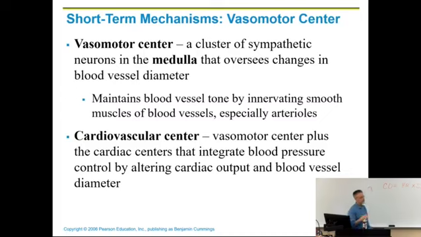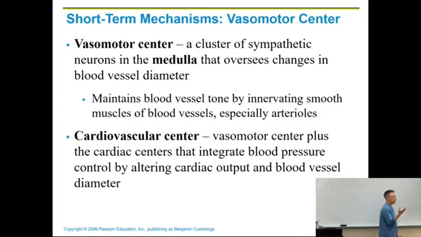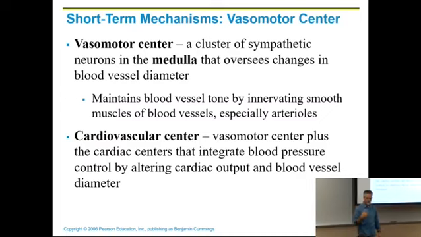Okay, so what are we saying here? Nervous system. What areas of the brain then? It's not the whole brain. What areas of the brain have a direct effect on our cardiovascular system?